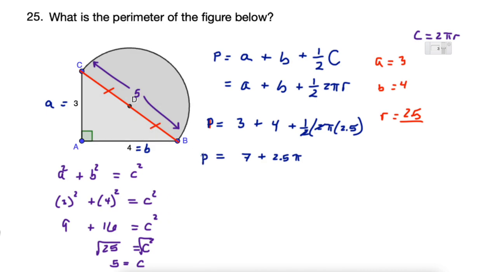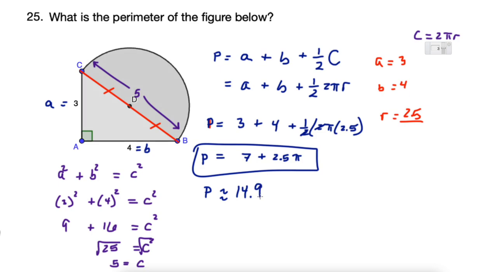If we leave it like this, it is our exact value. But if we want to get it as a decimal, maybe you did that because I didn't give you specific instructions on how to write the solution. Then that would give you, just get my glasses on here, 7 plus 2.5 pi, 14.9. Units. Okay, we could say that.